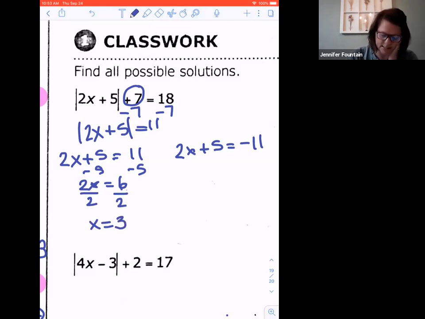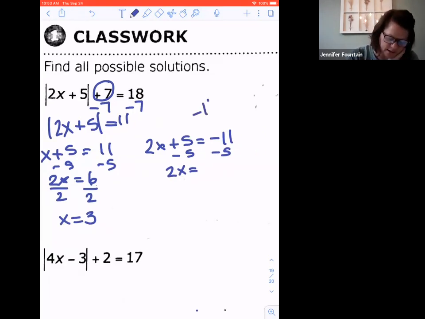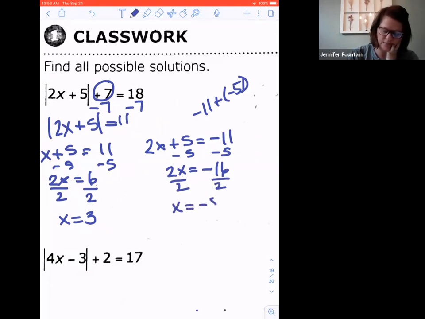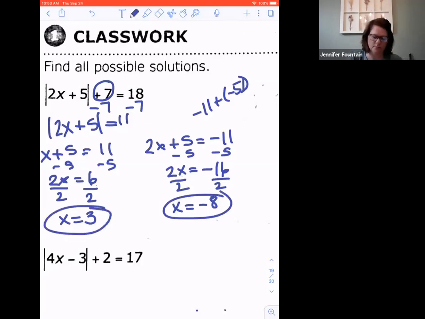Same thing for my right-hand side. I need to move my 5 by subtracting. So 2x is equal to negative 11 minus 5. Remember, if you need to do negative 11 plus negative 5, then that is going to be negative 16. Divide by 2, divide by 2, x is equal to negative 8. So I have 2 solutions. Any questions about what we did there?